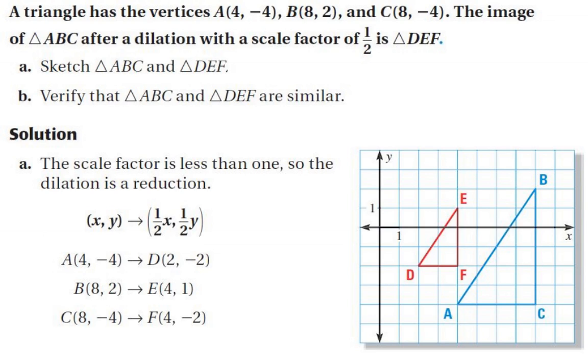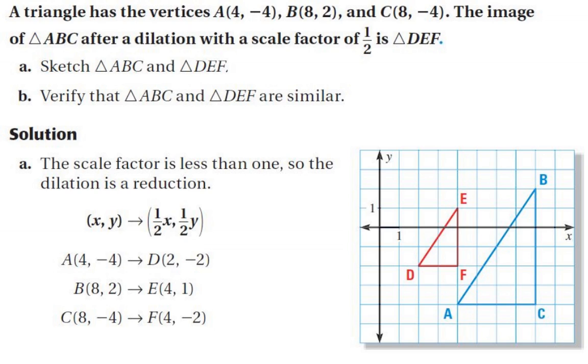Okay, a triangle has the vertices listed there. The image of triangle ABC after the dilation with a scale factor of 1/2 is triangle DEF. So in this case, we have a reduction. We went from the blue triangle to the red one, meaning it got closer to the origin and it also got smaller. So we're supposed to sketch triangle ABC and DEF. That's already been done for us.